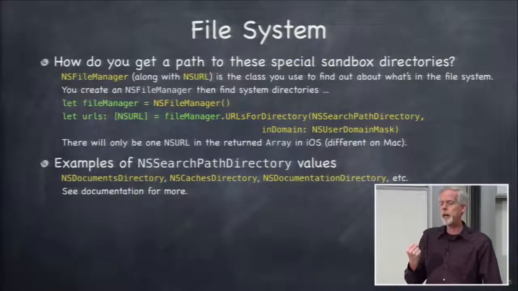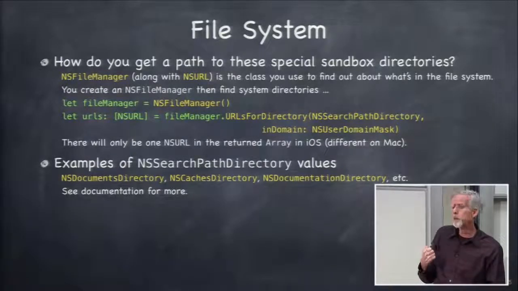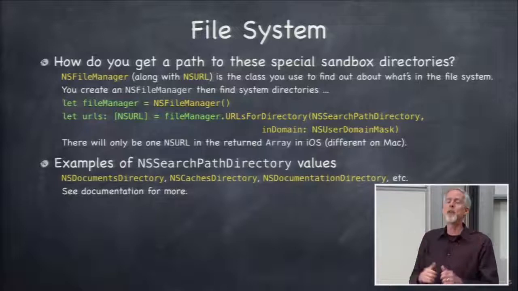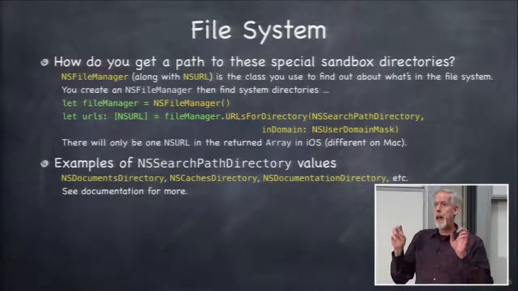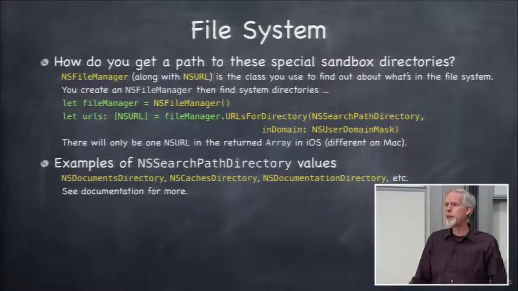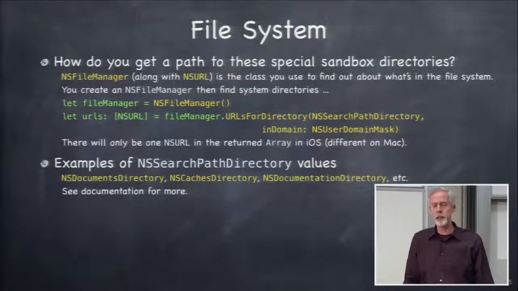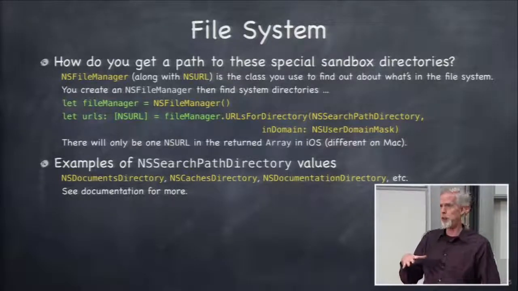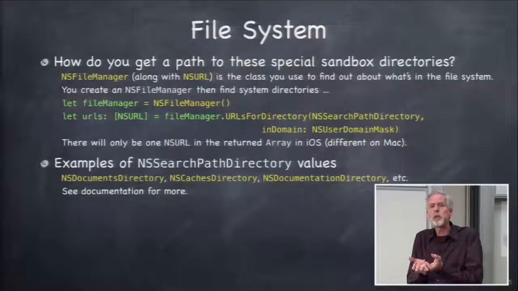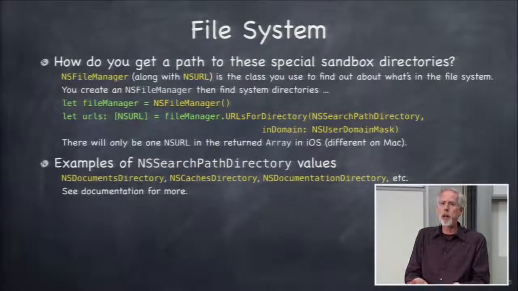Once you have a file manager, you can send it this message, URLsForDirectory in domain. It actually gives you an array of all the documents directories, all the caches directories, all the application bundle directories. Now, why is this an array? On iOS, it doesn't matter. There's always only one thing in this array: the user's documents directory, the user's caches directory. That's because on the iPhone, you only have the user's resources. But this API works on a Mac as well.